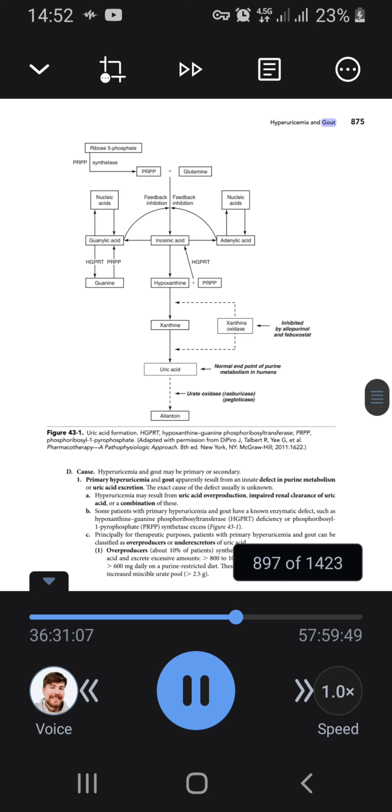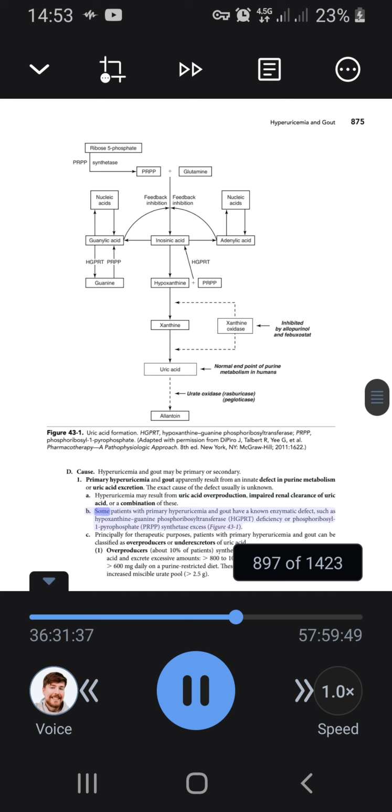Hyperuricemia and gout 875. D. Cause. Hyperuricemia and gout may be primary or secondary. 1. Primary hyperuricemia and gout apparently result from an innate defect in purine metabolism or uric acid excretion. The exact cause of the defect usually is unknown. Hyperuricemia may result from uric acid overproduction, impaired renal clearance of uric acid, or a combination of these.